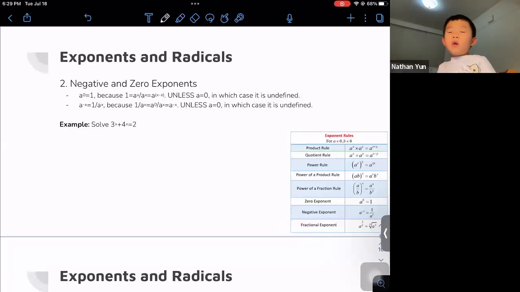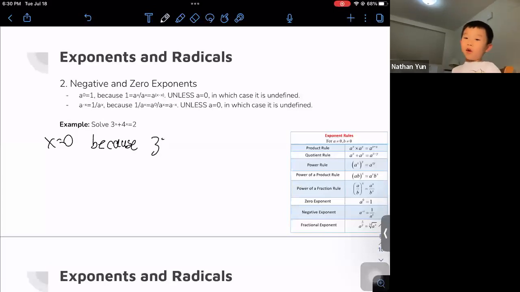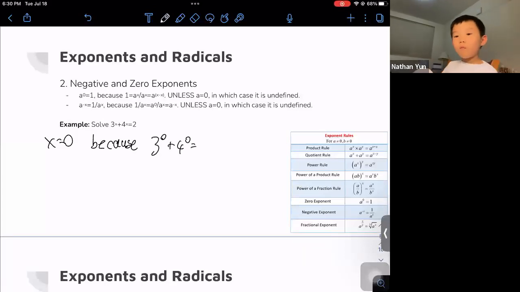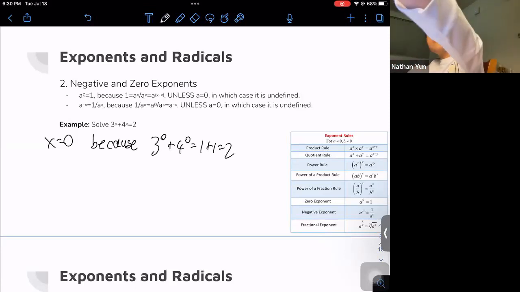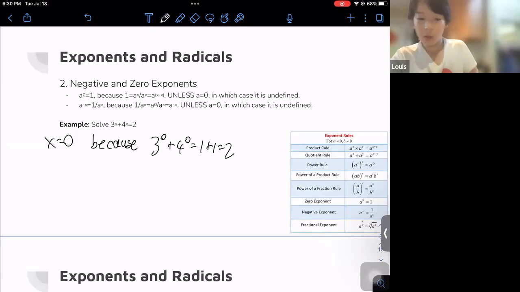So x equals 0 because anything to the power of 0 is 1 except for 0. So 3 to the power of 0 is 1 plus 4 to the power of 0 is 1. So 1 plus 1 equals 2. Okay, good job.